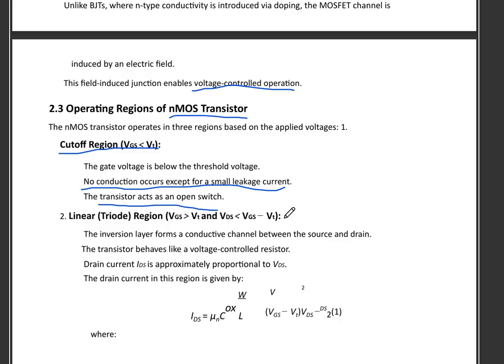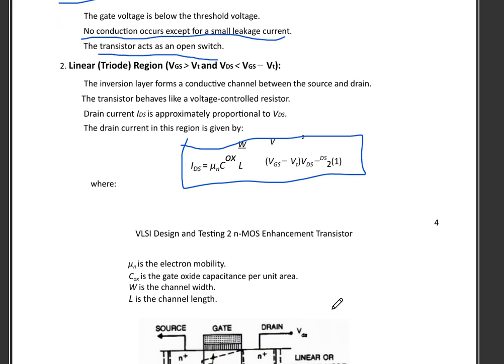Next is linear or triode region. The condition for linear or triode region is VGS greater than VT and VDS less than VGS minus VT. So this is the IDS in linear region, that is IDS is equal to mu n into Cox into W by L into (VGS minus VT) into VDS minus VDS whole square divided by 2. So this is the equation.